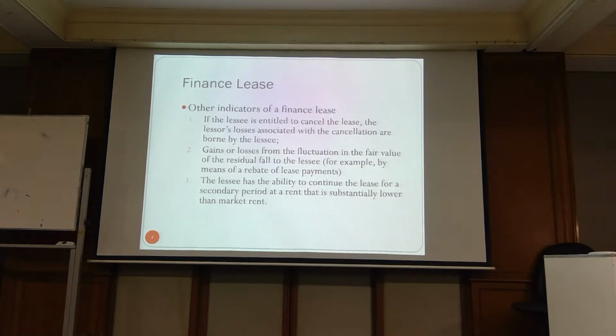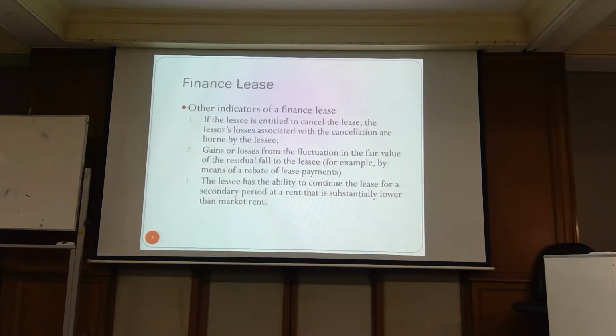What about the third one? The lessee has the ability to continue the lease for a second period at a rent which is substantially lower than the market rate. So what does it mean? Everything favors the lessee. To simplify, if you renew the contract for the second time, you pay less and get the advantage again. So everything is constructed for you.